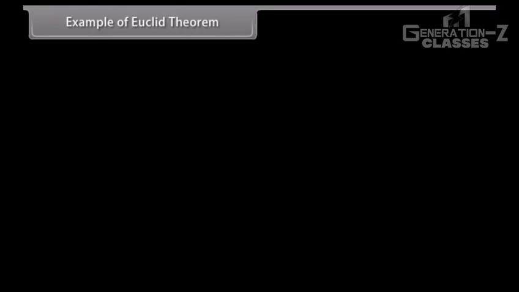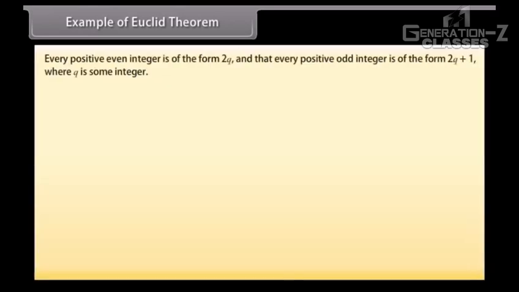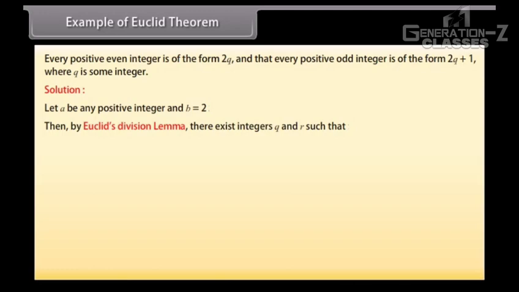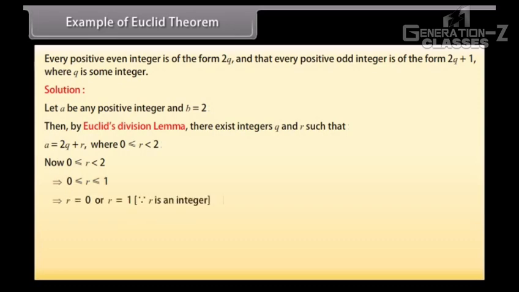Example of Euclid theorem. Let us now prove that every positive even integer is of the form 2q and that every positive odd integer is of the form 2q plus 1, where q is some integer. Solution. Let a be any positive integer and b is equal to 2. Then by Euclid's division lemma, there exist integers q and r such that a is equal to 2q plus r, where 0 is smaller than or equal to r is smaller than 2. Now, 0 is smaller than or equal to r is smaller than 2, which implies 0 is smaller than or equal to r is smaller than or equal to 1, which implies r is equal to 0 or r is equal to 1 because r is an integer.